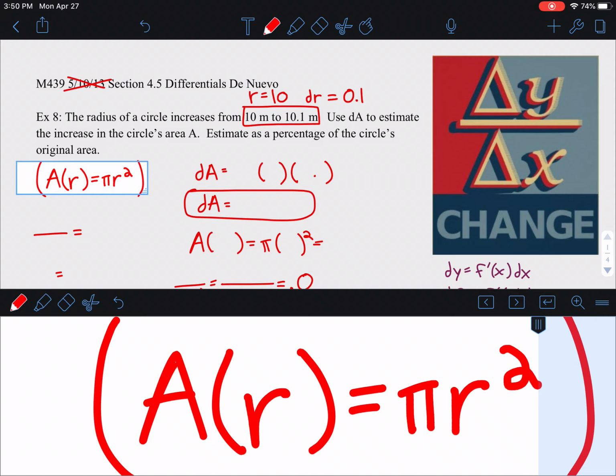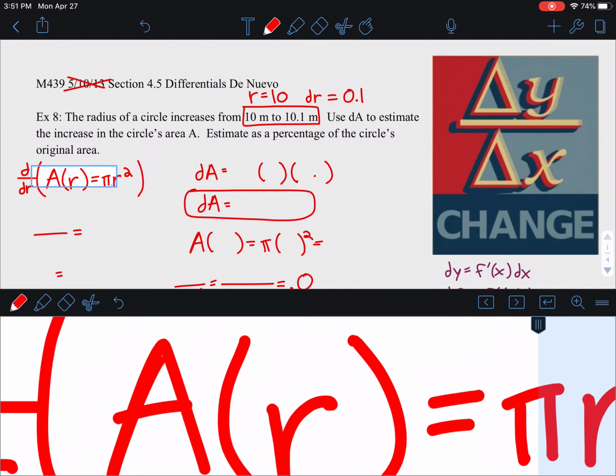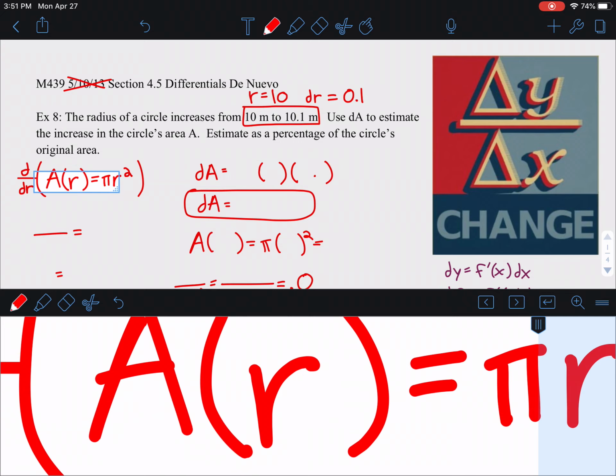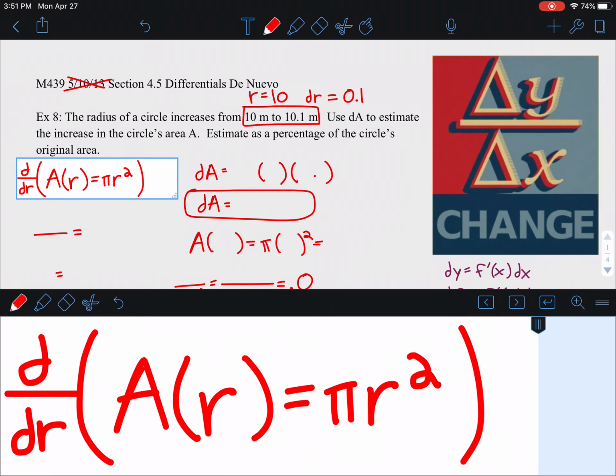A of r is pi r squared. Now, what we're going to do is take the derivative of this with respect to the radius, okay? Not x, not d dx, which I know is what we're used to writing. But this is a function of r, and that's specifically why I wrote A of r here instead of just writing A equals pi r squared. The input variable is r, everything is with respect to r.